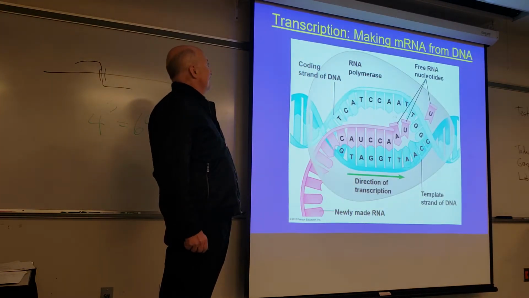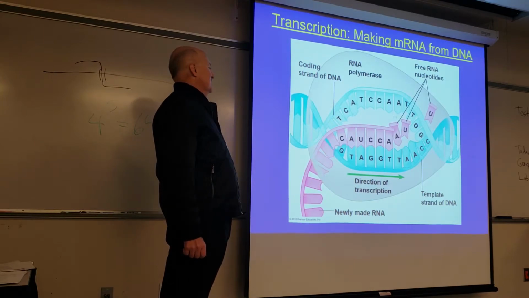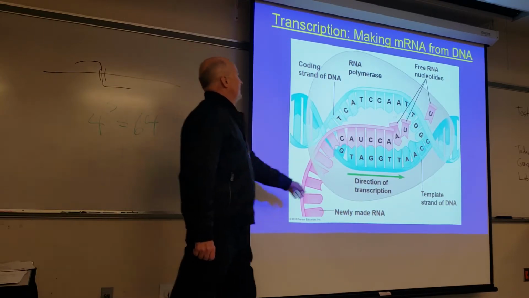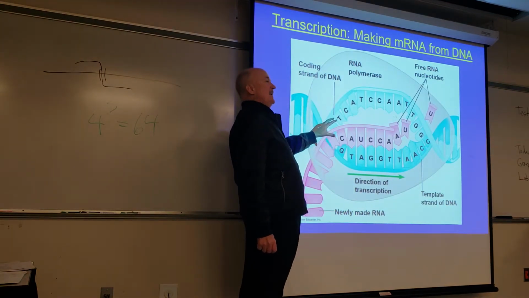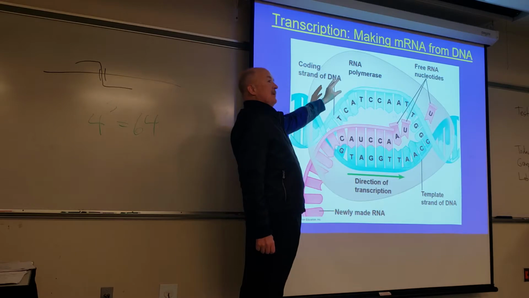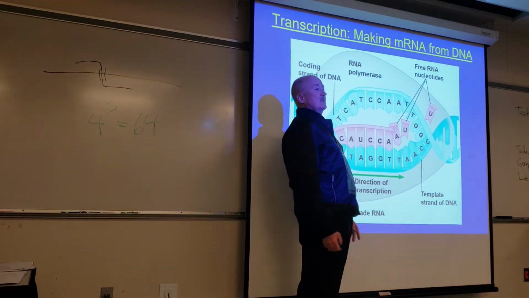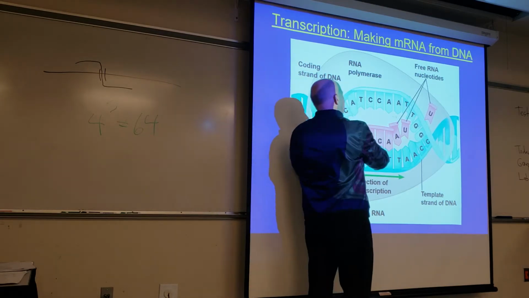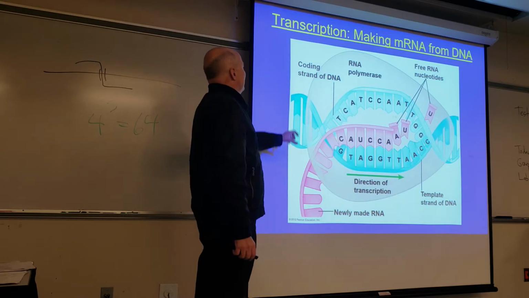So you get transcription occurring inside the nucleus, where one big enzyme, RNA polymerase, will attach to the DNA molecule at the beginning of a gene. This makes a polymer of RNA nucleotides. So that's the one that actually builds the messenger RNA. That's a copy of a gene.